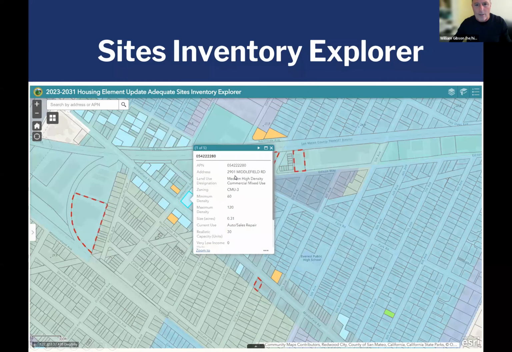And you can also just click. So you can click on a particular site and you get all the data. Here's the APN. Here's the address. Here is what it is zoned for, the minimum and maximum densities, et cetera. What's the current use? All of that data is in there. And that will be live.